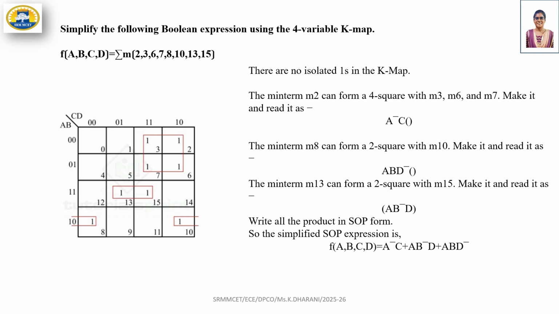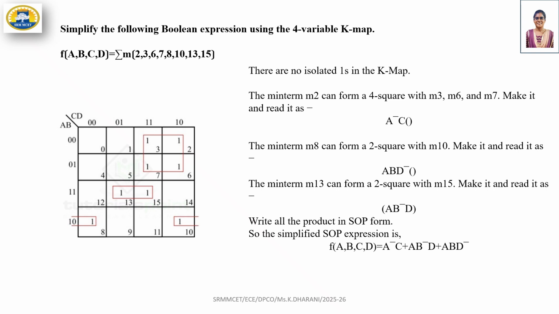Yeah, while going into m13, I can make a 2 square with m15, so that I'm just making this as a b bar d. Okay, finally I'm just going to combine all these equations into a SOP expression.